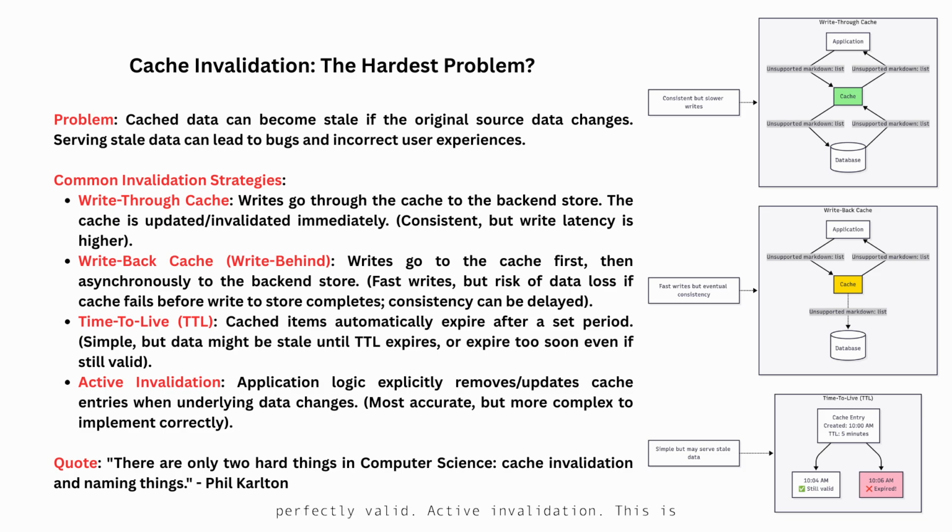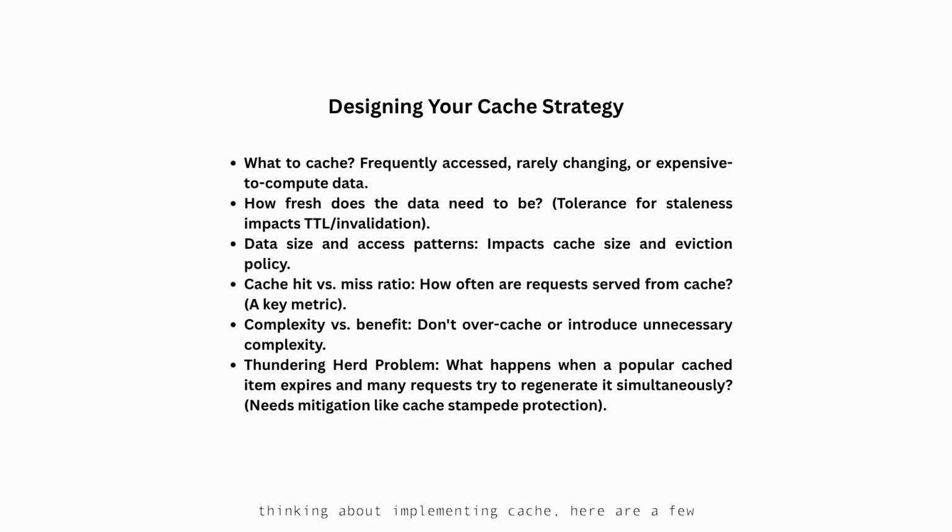Active invalidation. This is where your application's code explicitly tells the cache to remove or update an item when the original data changes. This offers the most control and accuracy, but it can be complex to implement correctly across a distributed system. Choosing the right invalidation strategy is crucial, and it depends heavily on your application's tolerance for stale data versus performance needs. When you're thinking about implementing a cache, here are a few key questions to ask.